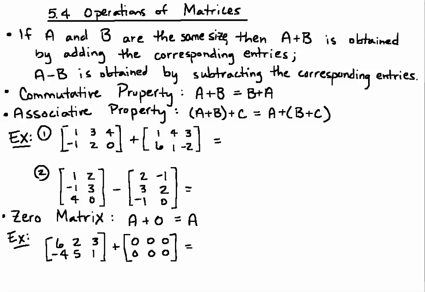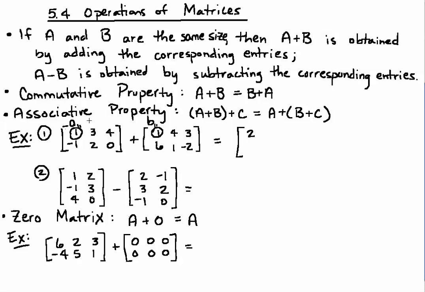So let's go ahead and jump into some examples. In this example 1, we are adding. So to add, the above tells us that we add the corresponding entries. And when it says corresponding entries, we're going to be adding A11 plus B11. Adding 1 plus 1, and this will give us a new matrix of the same size. 1 plus 1 is 2, and then we'll keep going.